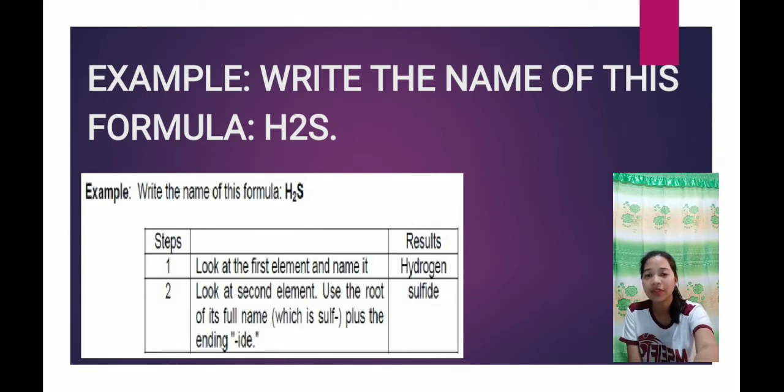Example, write the name of this formula, H2S. So, meron tayong dalawang step. Step 1, look at the first element and name it. H, hydrogen. Second, look at the second element, use the root of its name plus the ending -ide, which is S, sulfide.